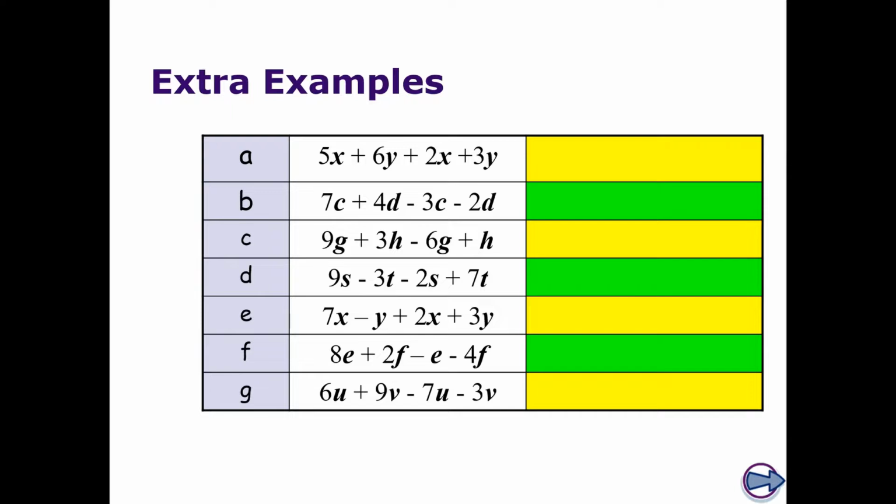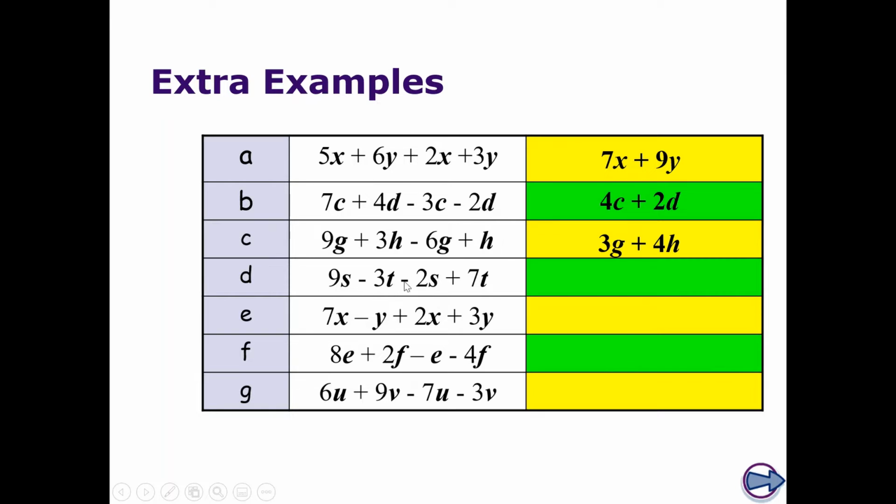Okay, first one, we have collecting like terms. We're going to take the 5x plus 2x, and then the 6y plus 3y. You should have 7x plus 9y. Next one, we're going to take the 7c minus 3c, and then plus 4d minus 2d to get 4c plus 2d. 9g subtract 6g, 3h plus h to get 3g plus 4h.